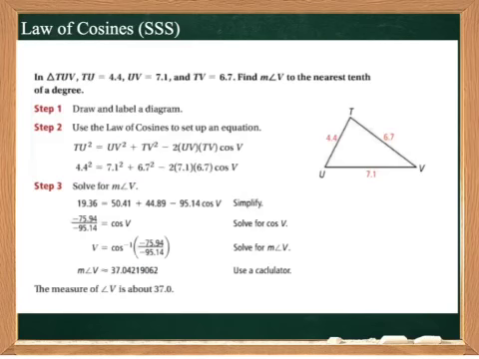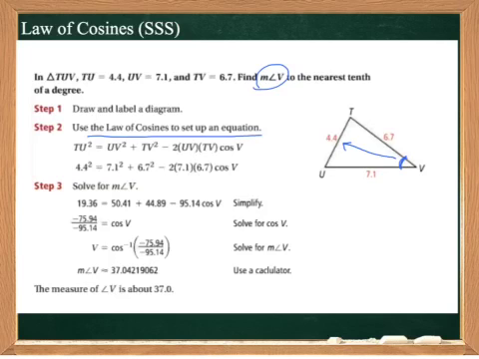The other way you can use the law of cosines is if you have three sides. So we need to draw and label the diagram because this type of question takes more time than the law of sines did. So we have our three sides. We're going to use the law of cosines to set up an equation. We're looking for the measure of angle V, and we have the side across from it.